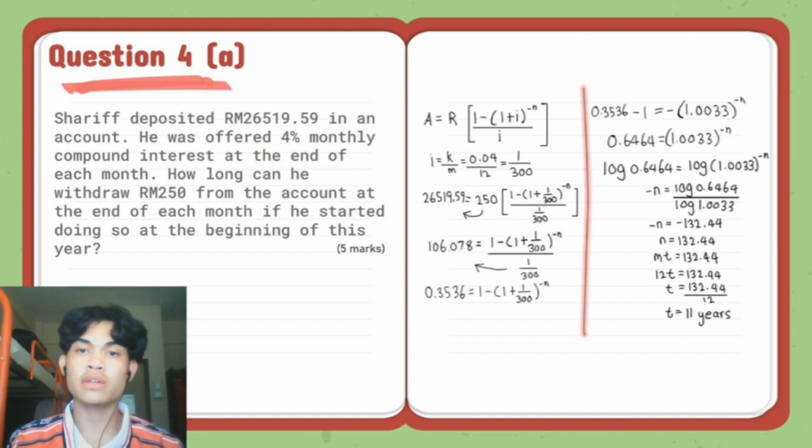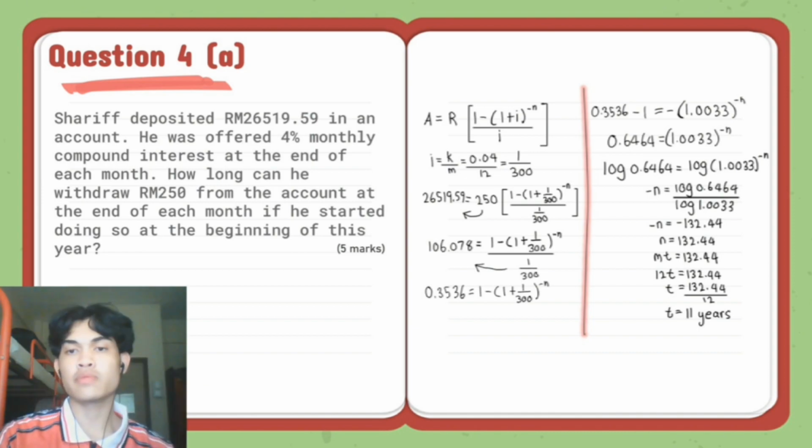For the A, we got 26,519 ringgit and 59 cents. For the R, we got 250 ringgit. For the i, we got 1 per 300. And we need to find the n value. Let's move the 250 to the left side and we need to times it with the A value.